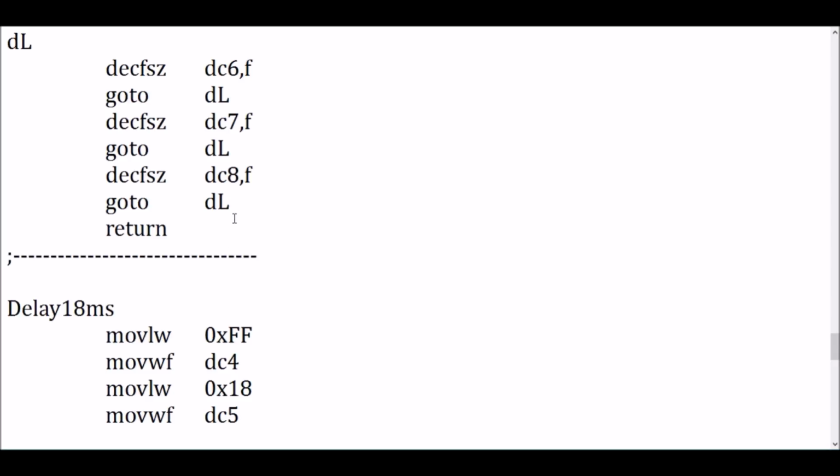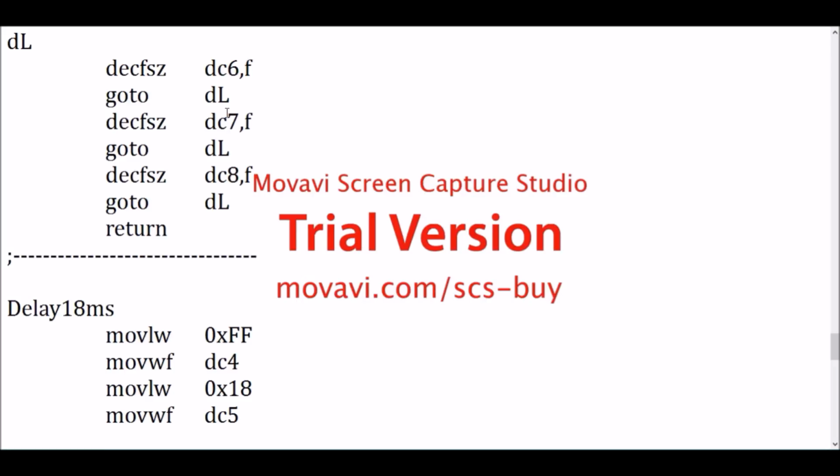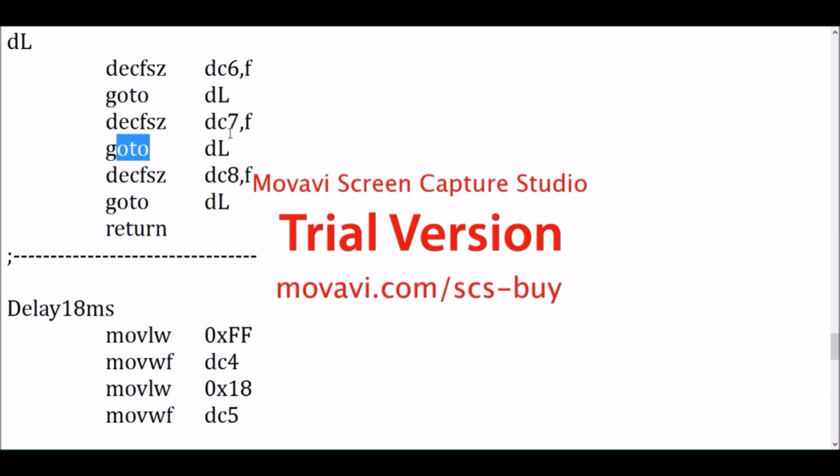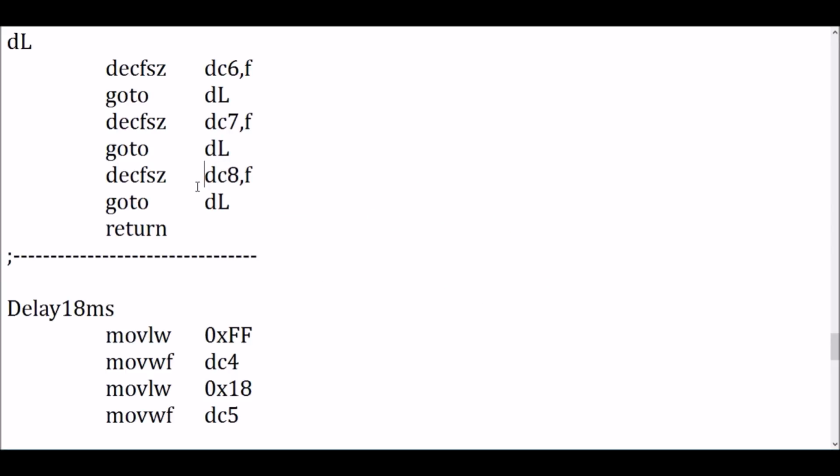Since we use the C block, we can reduce the number of bits until DC6 is equal to F. Then we can call DL with the value of DC6. Then reduce again the number of bits until DC7 is equal to F. Then call DL with the value of DC7. Next, we can reduce the number of bits until DC8 is equal to F. Then call DL with the value of DC8.